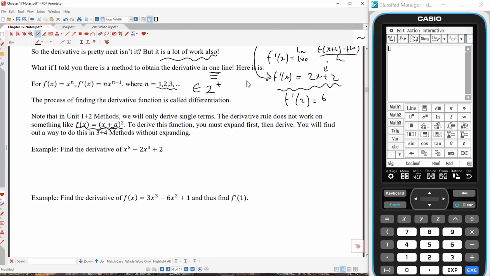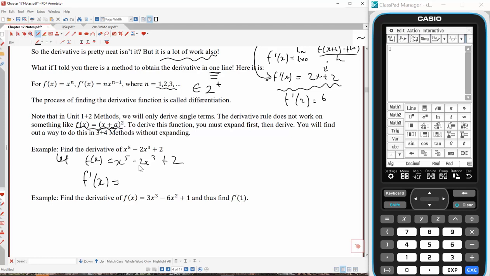So let's find the derivative of this expression here. First of all, I'm going to let f of x equal x to the 5 take away 2x cubed plus 2. Why did I do this? So that I can use some function notation to describe my derivative. I'm going to say f dash x equals.